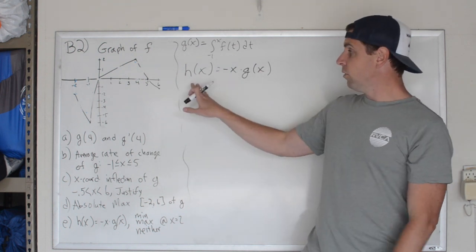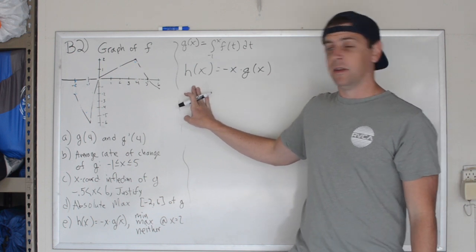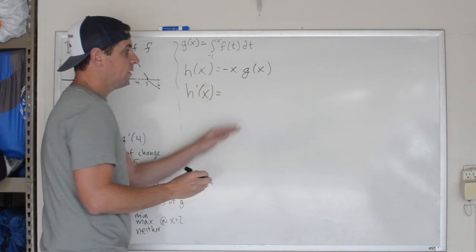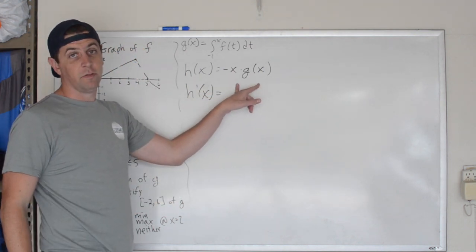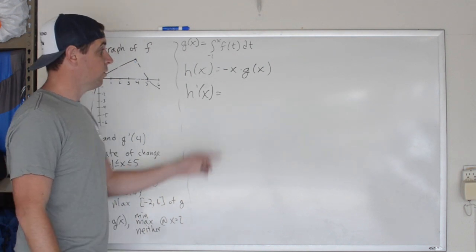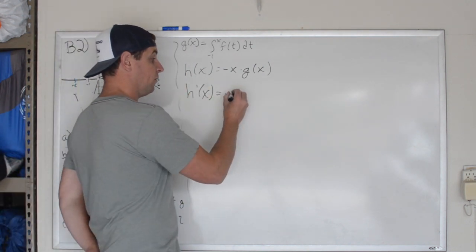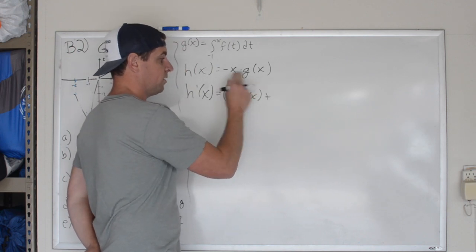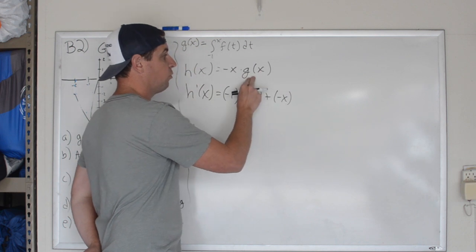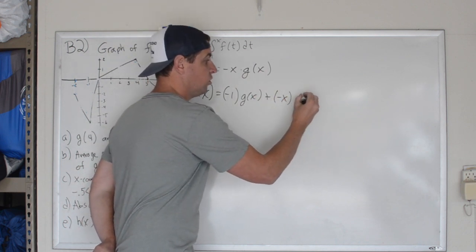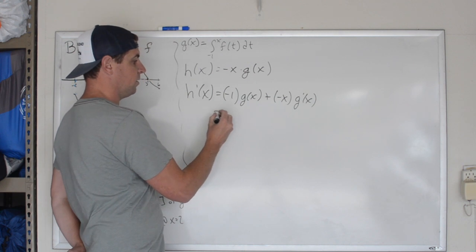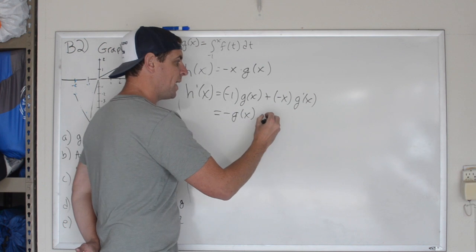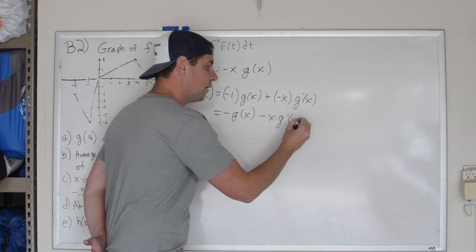So, in order to do that, we got to find h prime of x. So let's get to work. As we go to do h prime of x here, it means I'm taking the derivative of this function. Taking the derivative of this function means I need to do the product rule. So I do the derivative of the first, which is negative 1, times the second, just g of x, plus the first function, negative x, times the derivative of the second function, which will be g prime of x. I can clean this up a little bit, and I'm going to write negative g of x minus x times g prime of x.